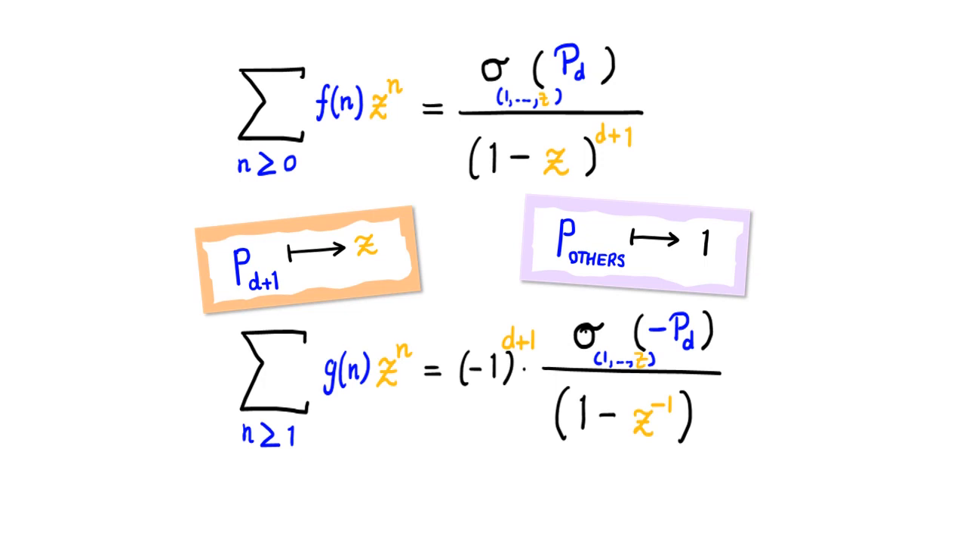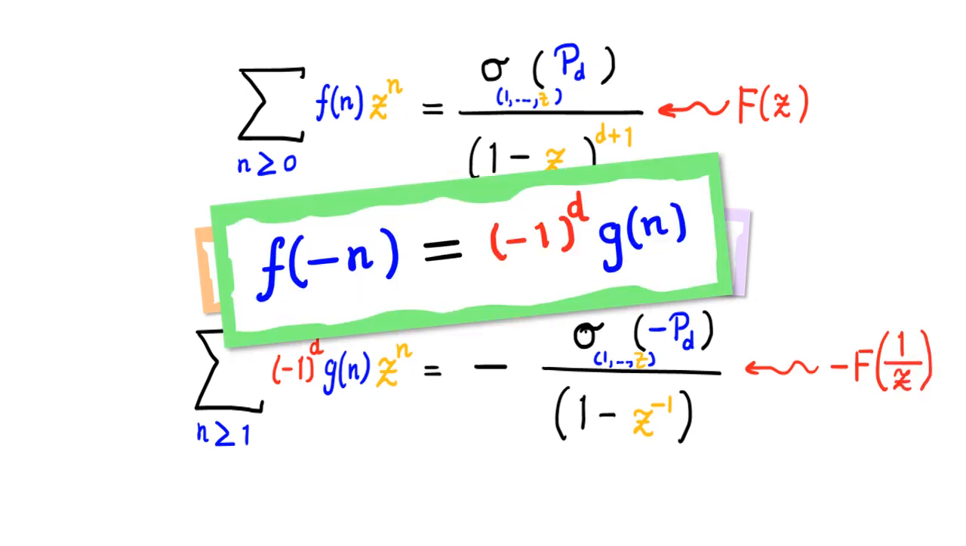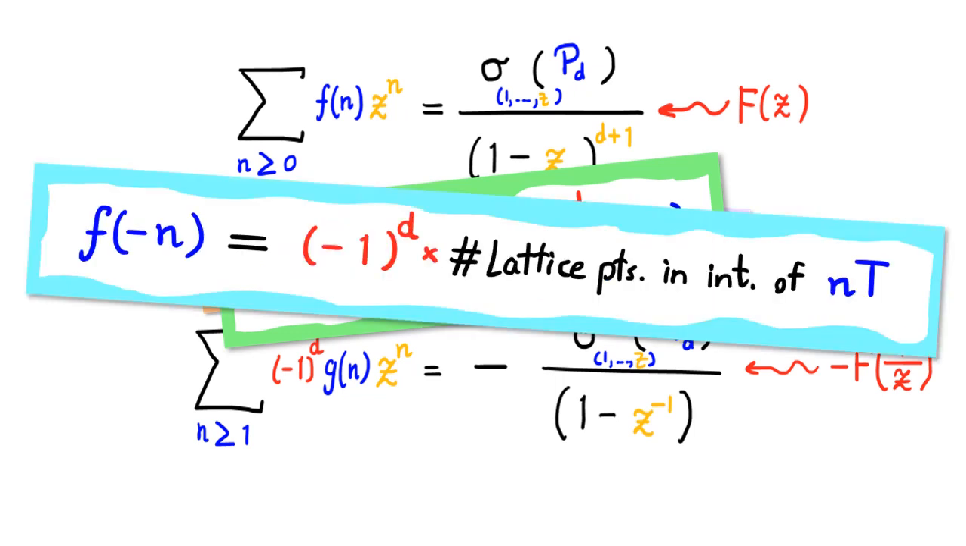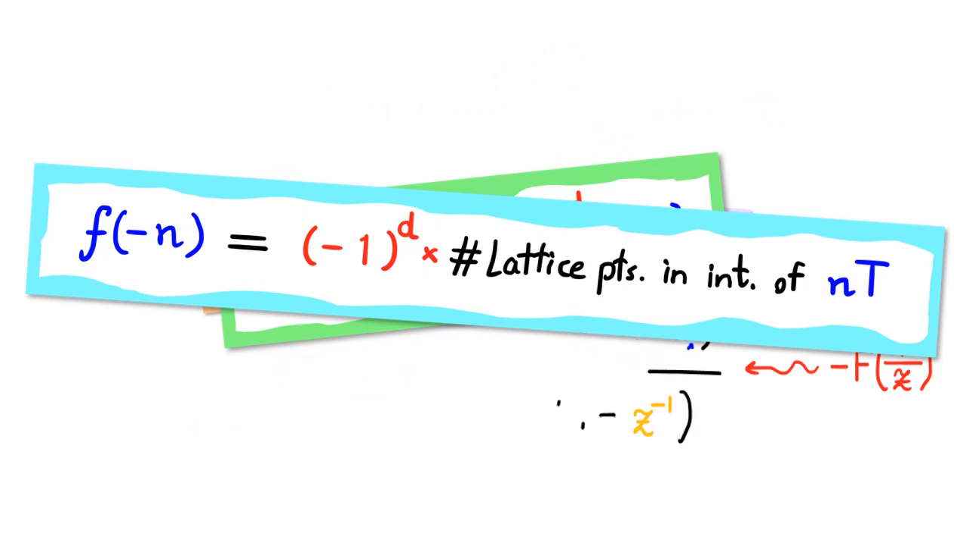These negatives are kind of annoying, but we can get rid of them by just multiplying both sides by negative 1 to the power of d. And this puts our formula in the same format as we had in our previous section. And so f of negative n actually counts negative 1 to the power of d times g of n. Or in other words, f of negative n is just the number of points in the interior of n times p times negative 1 to the power of d. And there we go. We have proved the Ehrhart-Macdonald reciprocity for all the simplices.